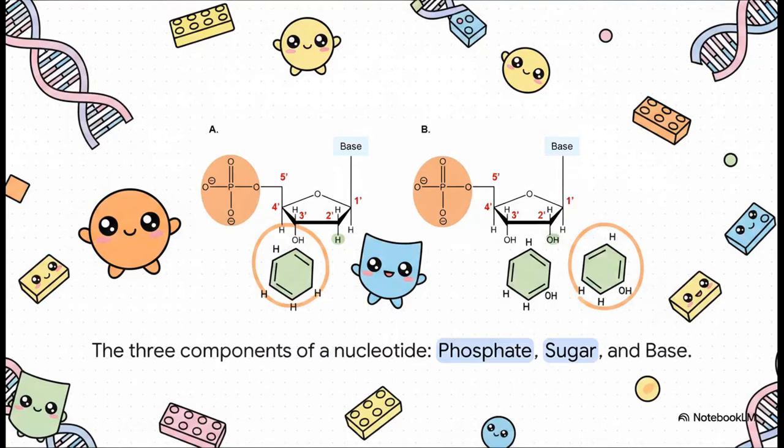Let's zoom in and look at these units up close. You'll notice there are 3 very distinct components. Right smack in the middle, we have a 5-carbon sugar ring. Attached to one side of that ring is the phosphate group, which you can see highlighted in orange, and over on the other side, in blue, is the nitrogenous base. Every single nucleotide in your body follows this exact, incredibly precise architectural plan.